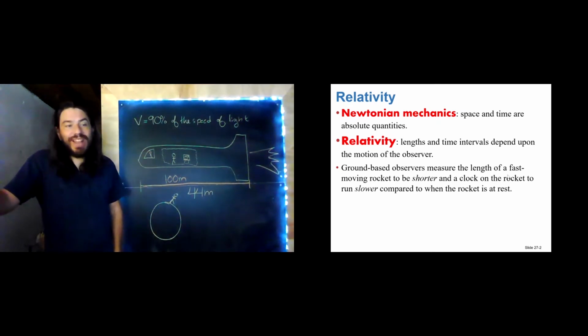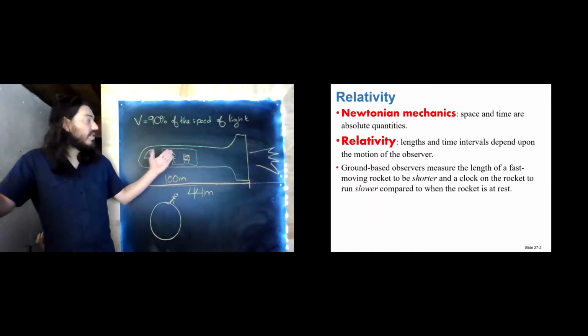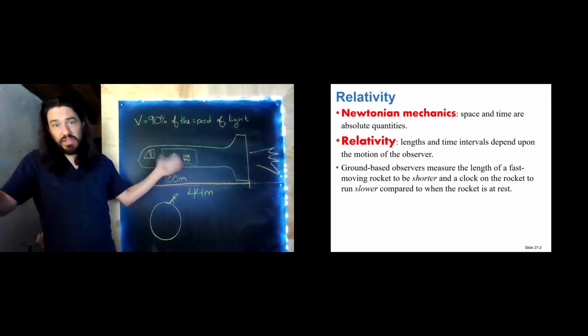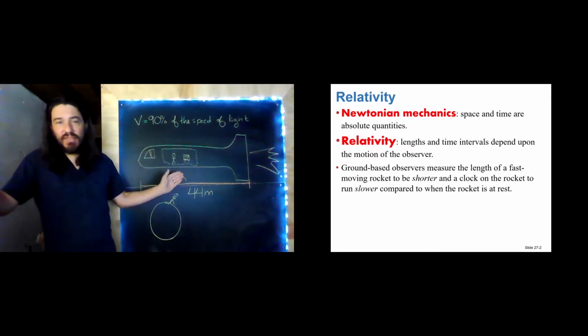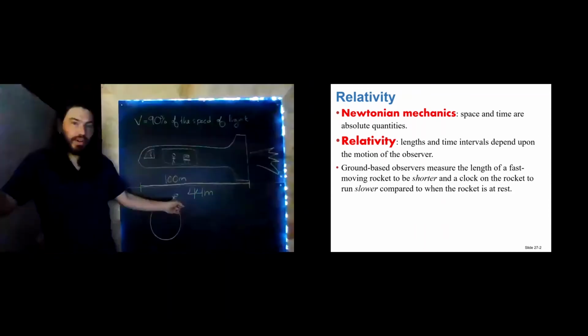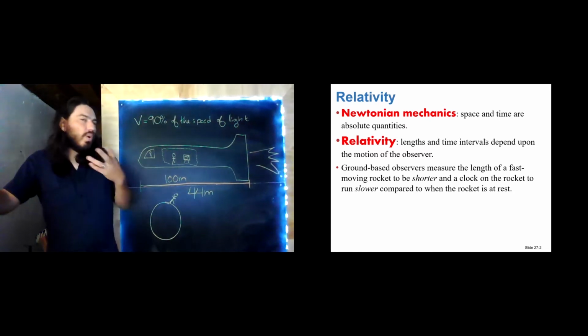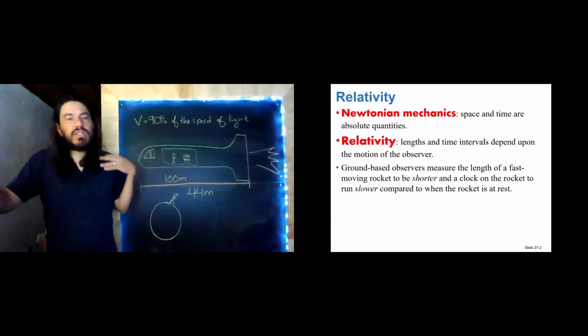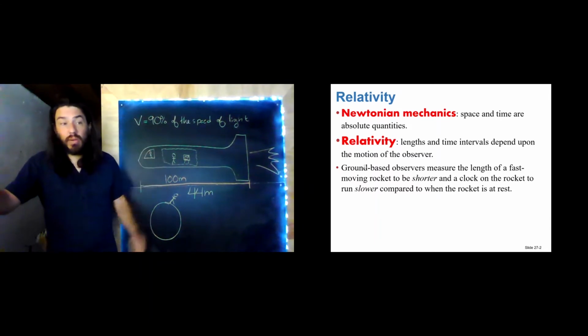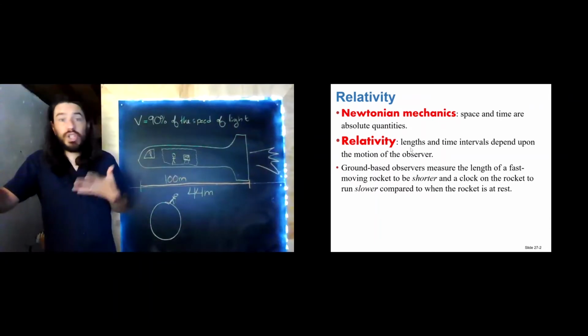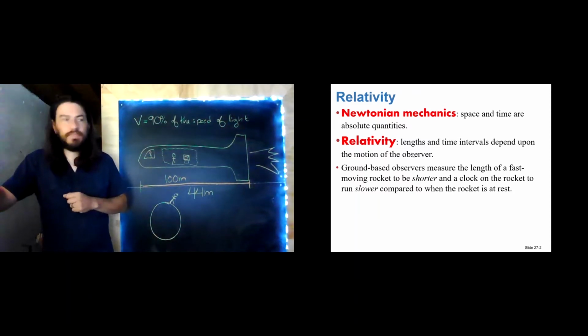Ground-based observers measure the length of a fast-moving rocket to be shorter and a clock on the rocket to run slower compared to a rocket that is at rest. I've used the cat video as a proxy for the clock. It runs slower. It takes 7 minutes for the cat video to finish according to an observer on Earth, and only 3 minutes according to an observer on the spaceship. It's pretty weird. We're going to spend a while talking about this. This is just an introduction to let you know where we're headed and to encourage you to keep your mind open and look out for those places where your common sense is actually wrong.